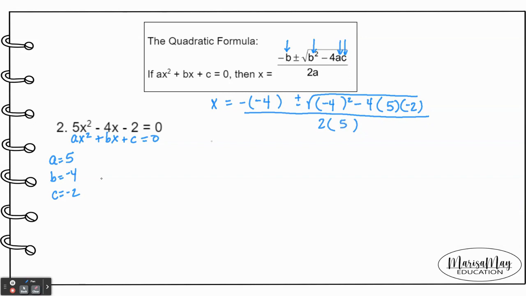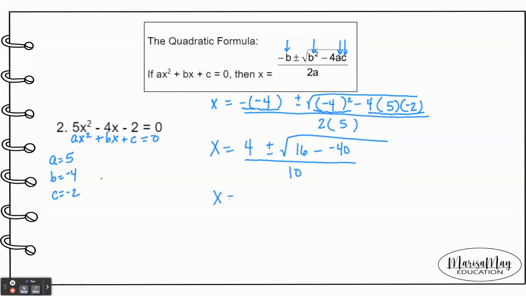All right, just like before, I'm going to begin with the -4, which is +4, plus or minus. And then I've got -4 to the second, which is +16, minus, and then I've got 4 times 5 times -2, which gives me -40. And then all over 2 times 5 is 10. Now, underneath that square root, I'll go ahead and make that 16 plus +40, which gives me +56, divided by 10.